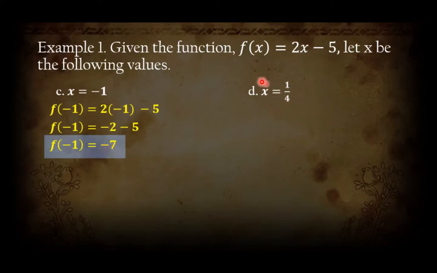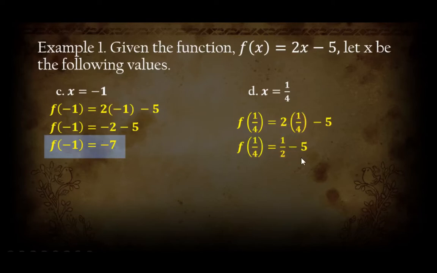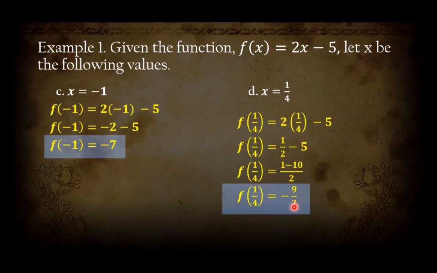So, let's try this one. X equals 1/4. When you have an input 1/4, we have 2 times 1/4 minus 5. That is equal to 1/2. 2 times 1/4 is 1/2, minus 5. Then we simplify. It will become 1 minus 10 in the numerator over 2. Then, we simplify this one. We have negative 9 over 2. Just remember to put it in its simplest form if your final answer is in fraction form. So, negative 9 over 2 is already in simplest form. Therefore, that will be our final answer.